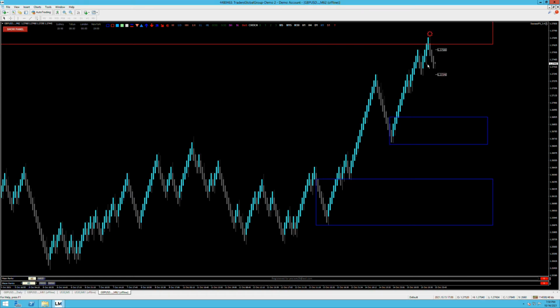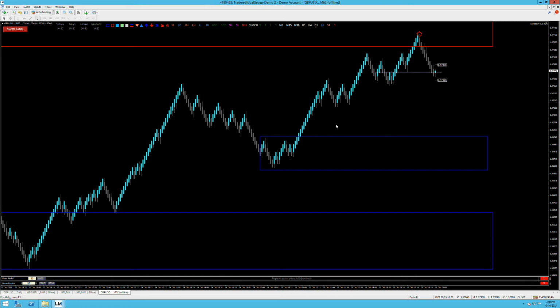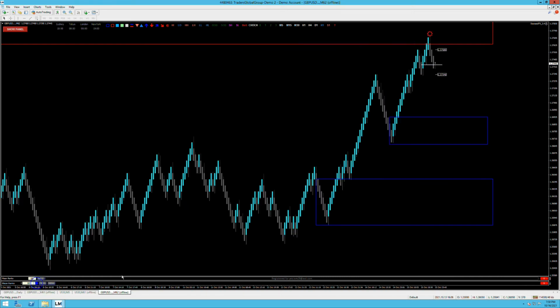We have this area here, which represents a higher high. So the higher low, sorry, higher low on the lower time frame, as you can see. So price came up, higher low, higher high. So you see how that works. So we have that area there, but I want to go down.